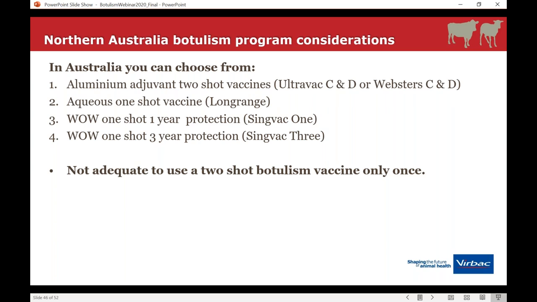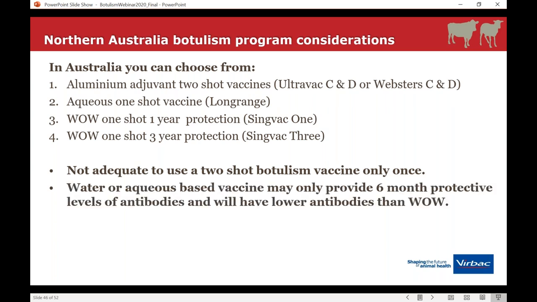Also, that would apply if an animal has not been vaccinated for a long time; to give one of these is not going to be adequate. We can also know that both the aluminium, the number one there, and number two vaccines, there is research suggesting that these type of formulations may only provide 6 months protection on some properties, and we definitely will have lower antibody levels than water in oil in water vaccines.